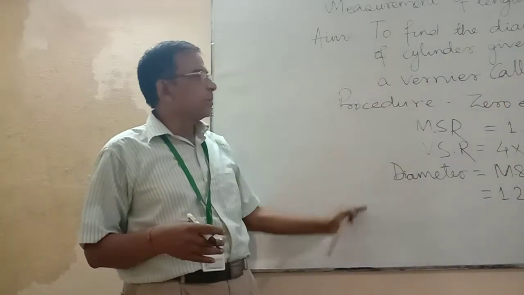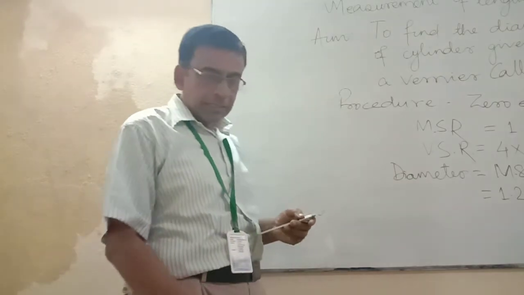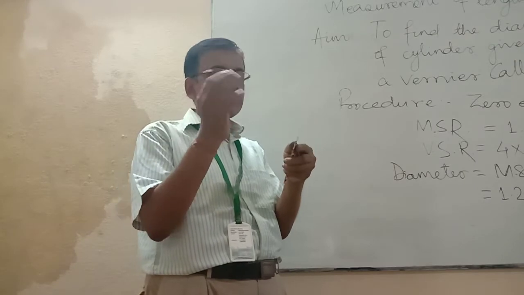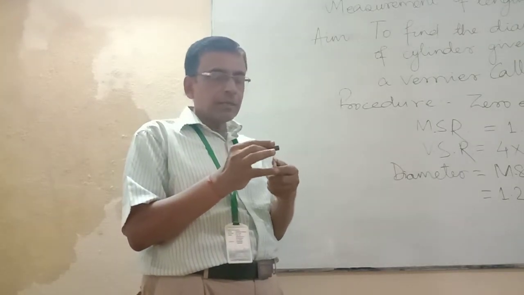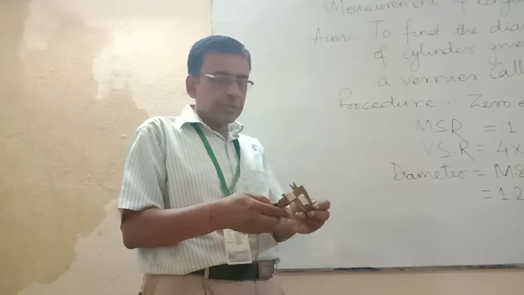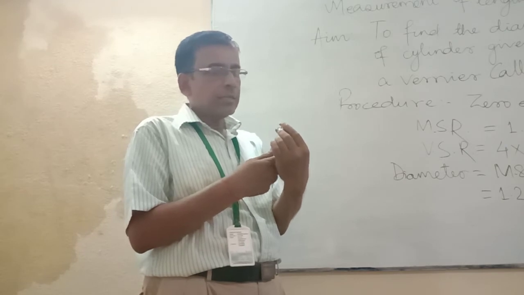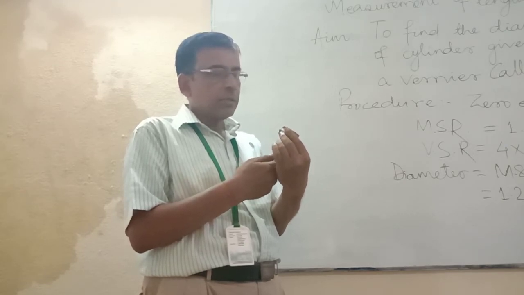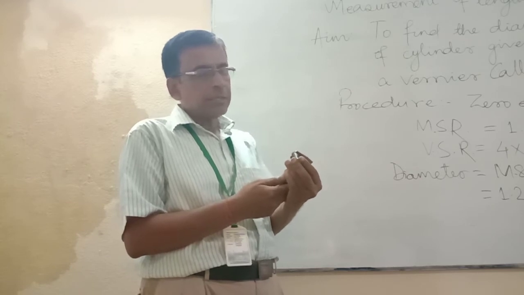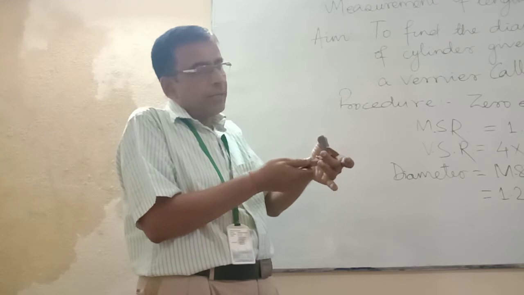This is only one observation we have taken. You can change by shifting this one. It is symmetrical, but you take different positions. Change your positions. You take, for example, here. You take for example just here. So change positions at least three places. You choose different positions of the cylinder and take observations.